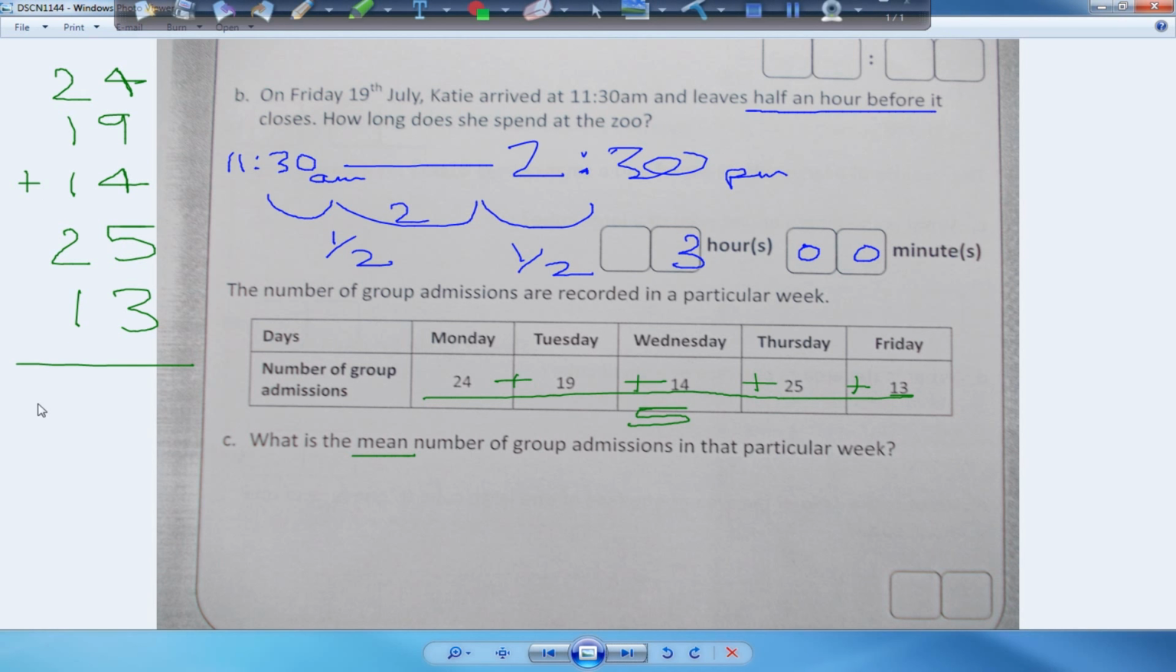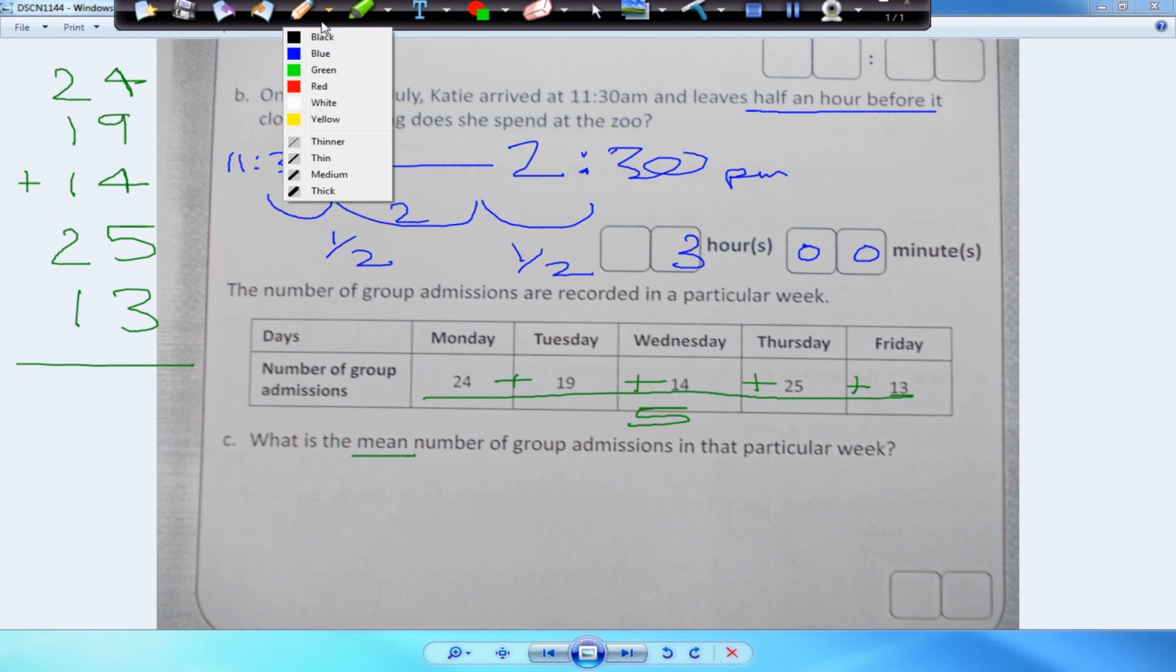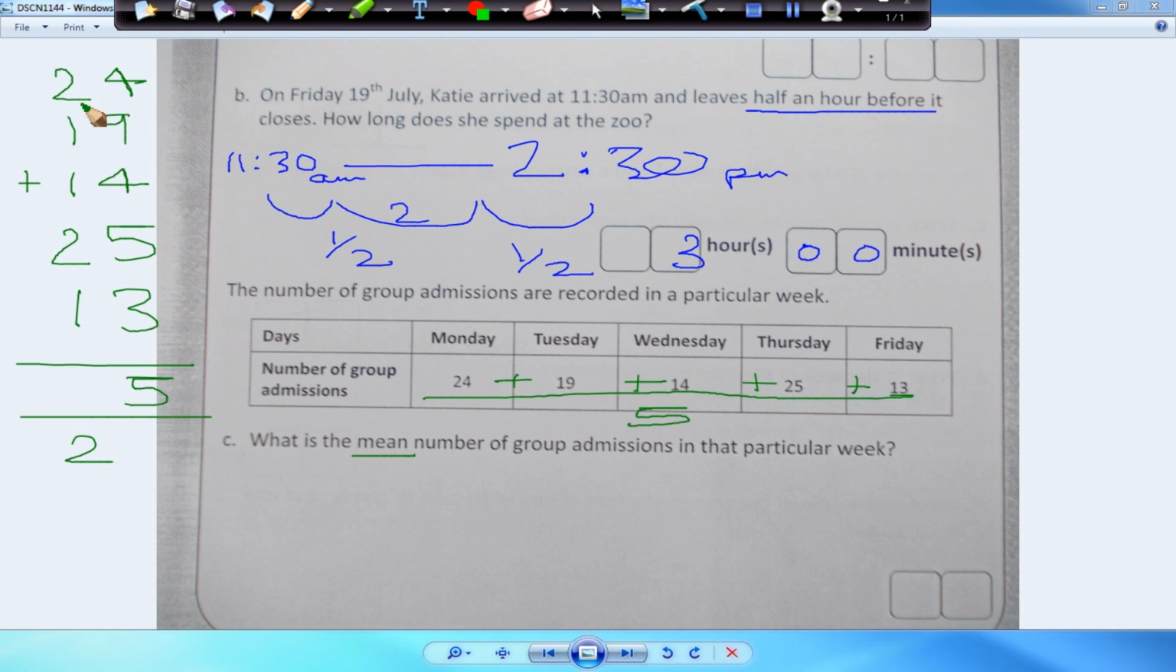Okay, where's it going? Okay, what's happened to my pen? My pen disappeared. Okay, so we have 4 add 9 is 13, add 4 is 17, add the 3 in the bottom is 20, add the 5 is 25 as well. Okay, next we have 2 add 1 is 3, add 1 is 4, add 2 is 6, add 1 is 7, add 2 is 9.